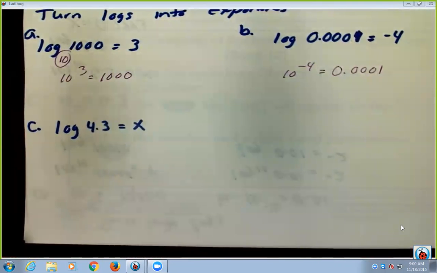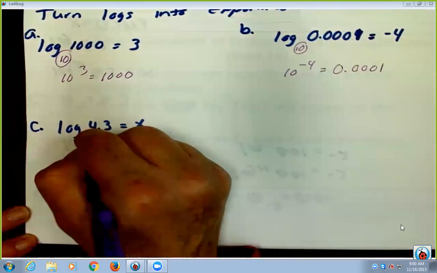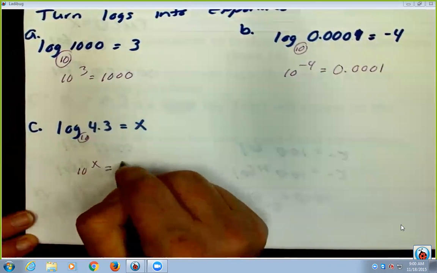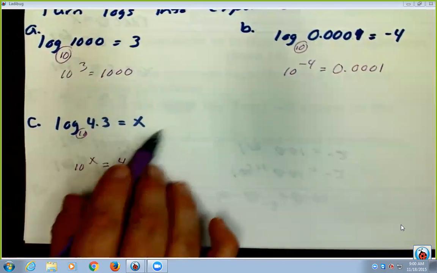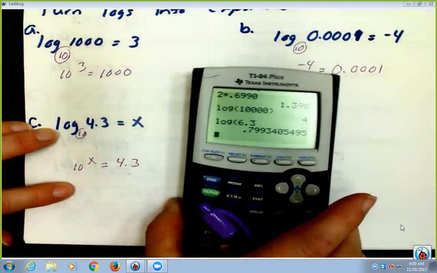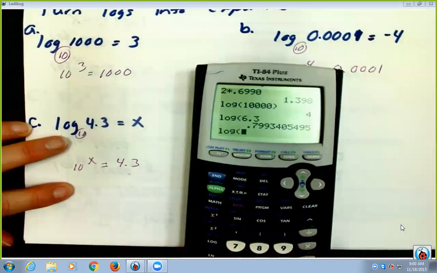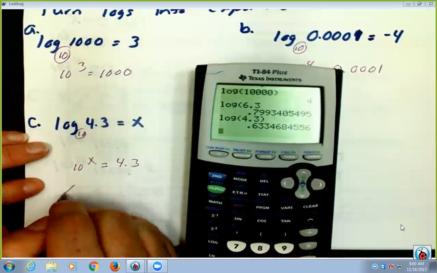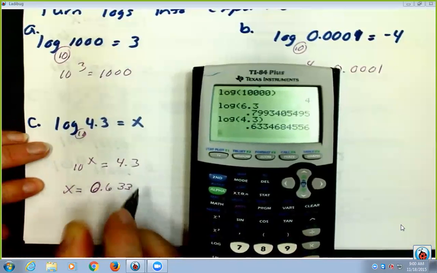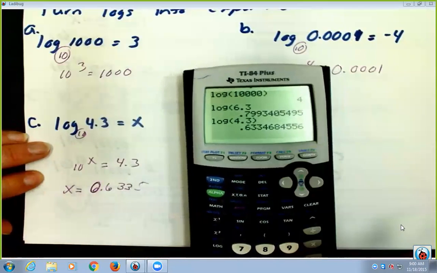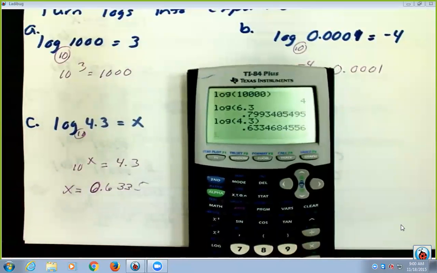And finally, the last one, again, that little 10 is always there: 10 to the x is equal to 4.3. Okay? And when we worked on these in 11.4, we could calculate out and figure out what the answer is. Now we can still do that, because in this case, I would put log 4.3, close my parenthesis, hit enter, and x in this case is really equal to 0.6335, because I have to round the 4.6 up to a 5. And that would be my answer.